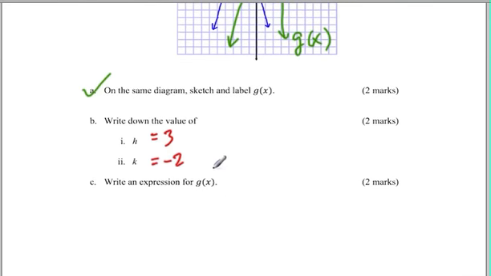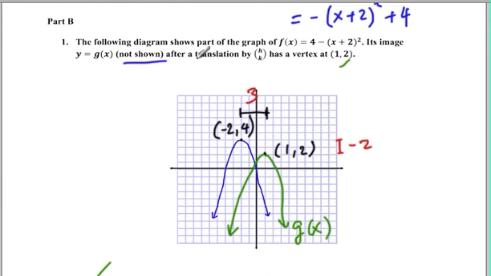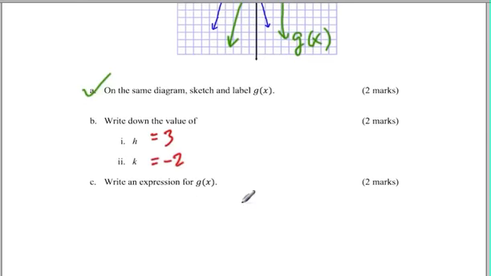Next part: write an expression for g of x. In order to go from f to g, all we had to do was move it 3 to the right and 2 down. So how can we write g of x in terms of f of x? We're taking f and moving it 3 to the right. How do we show that? Whenever we write f as a function, it's going to be x minus 3. And then it's going to be minus 2, because we moved it 2 down.